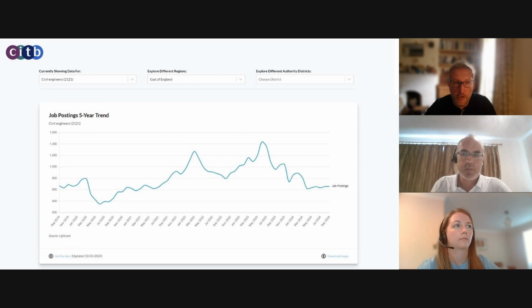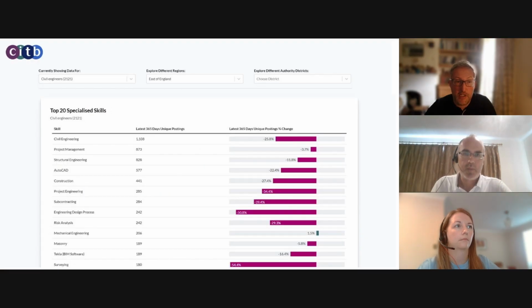If I go to the next graph, this is slightly different in that it starts to focus in on the skills associated with the occupation that's been selected and the geography. Thanks. So this is one of the more detailed charts in our dashboard. Again, we're looking at civil engineers in the east of England, and the top skill areas that postings are focusing on. We can see that things like AutoCAD are really important, as well as structural engineering and project management at the moment, as well as core skills in civil engineering.